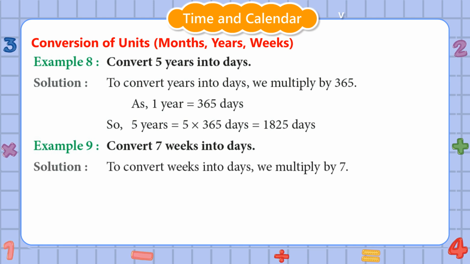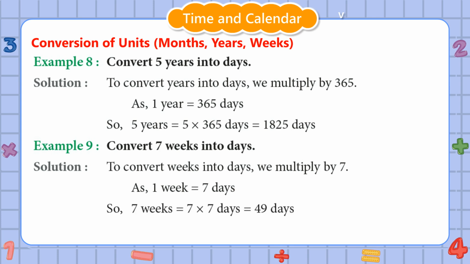Example 9. Convert 7 weeks into days. Solution. To convert weeks into days, we multiply by 7, as 1 week is equal to 7 days. So 7 weeks is equal to 7 multiply 7 days. It is equal to 49 days.